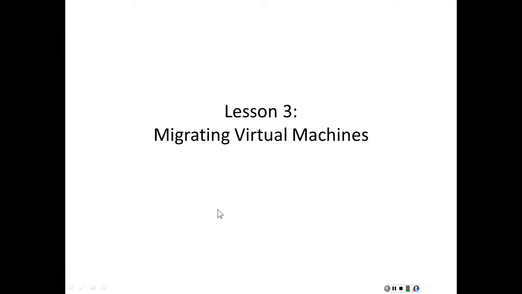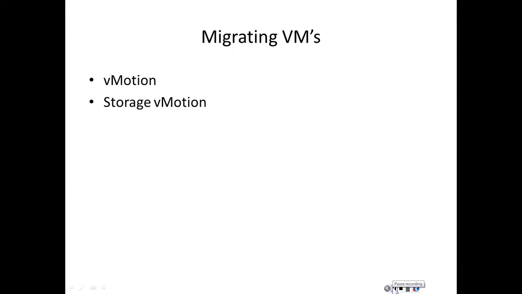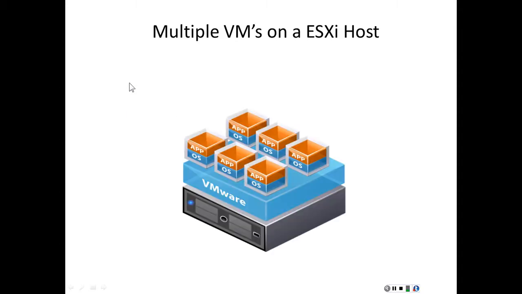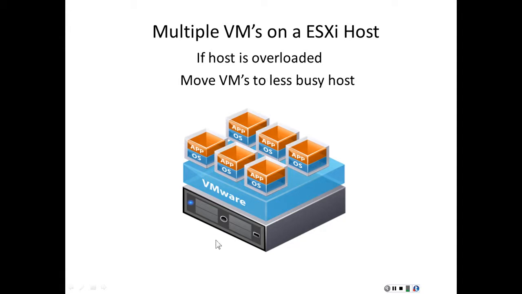Now let's go to lesson 3, migrating virtual machines. Migrating virtual machines includes VMotion and Storage VMotion. So let's look at VMotion first. Assume you have multiple virtual machines running on an ESXi host, and that ESXi host is really overloaded. So what you might want to do is move some of the virtual machines, to migrate the virtual machines, to a less busy host.